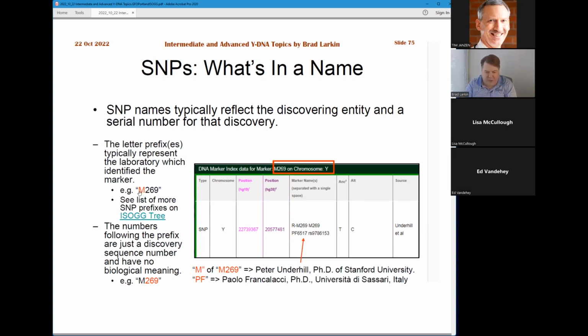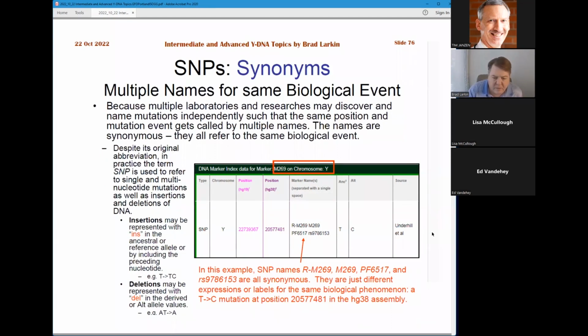The prefix, the M, comes from whoever it was the authority or discoverer or publisher of that. So M is typically from Peter Underhill and Stanford University and associated researchers. Markers that start with PF from Paolo Francalacchi of the University in Italy. Because multiple laboratories and researchers might discover the same mutation independently, each mutation can end up with multiple names or aliases, or really they're synonyms. They all mean the same thing.